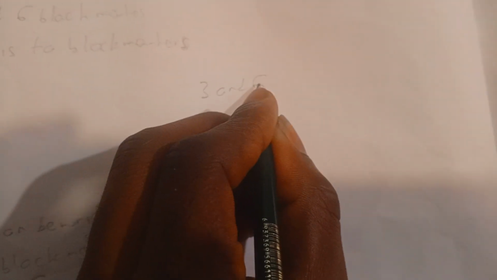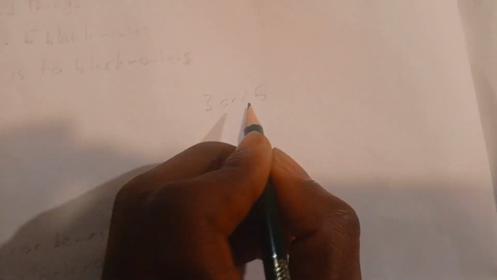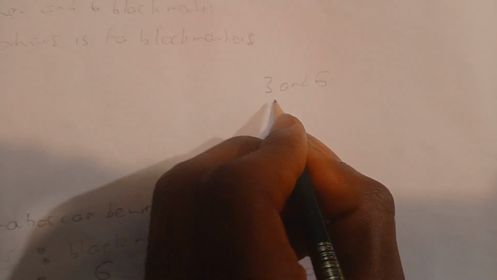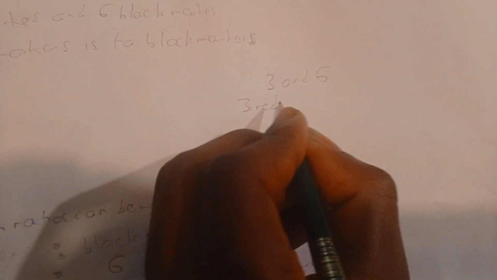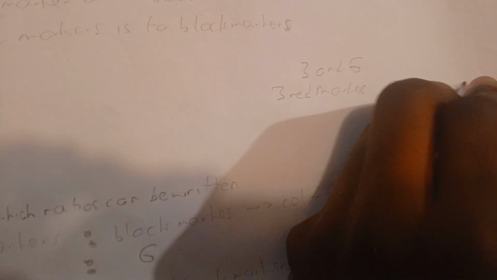In ratio, we normally use numbers. The red and the black markers are just examples. The ratio involves numbers, as 3 and 6 are the numbers that we are comparing. What does it mean to compare these things? That means for every three red markers, I must also see six black markers.